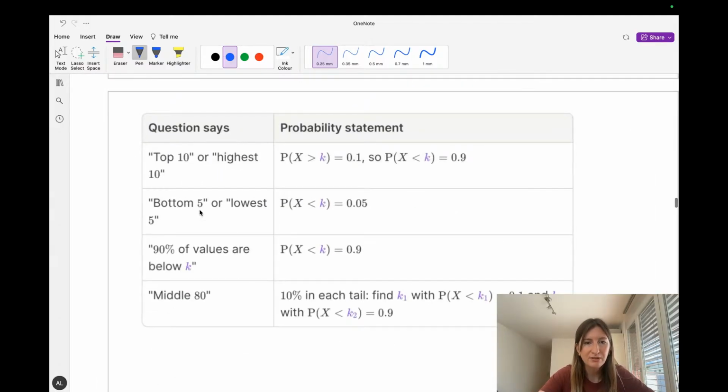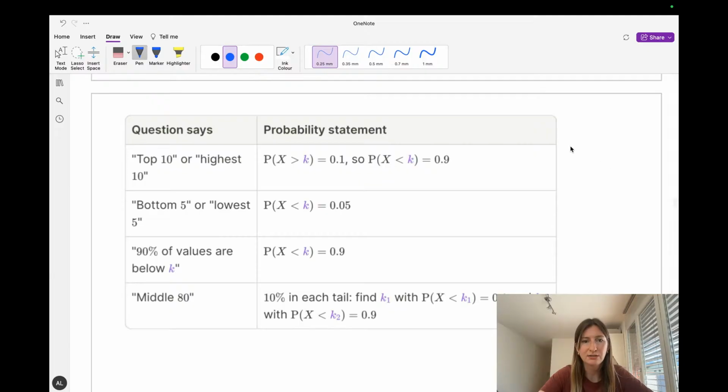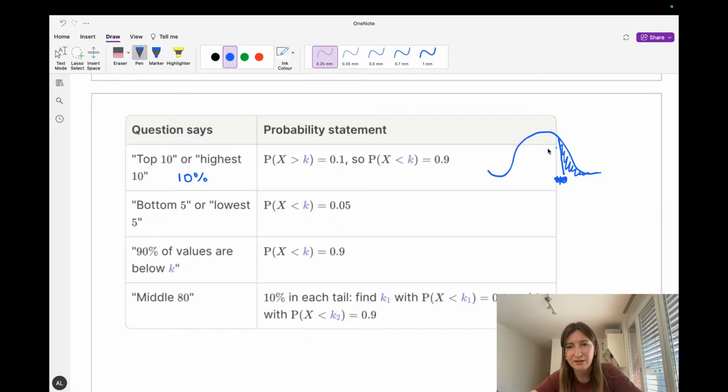The only thing that might be difficult about this is the way that the question asks it. So here's a few key things to look out for. Things like in the top 10 or the highest 10. That means in the top 10%. Remember that when you're finding the top 10%, the area under the curve to the left is 90. So top 10%, that's 0.1, so everything to this side is the 0.9 or 90%.